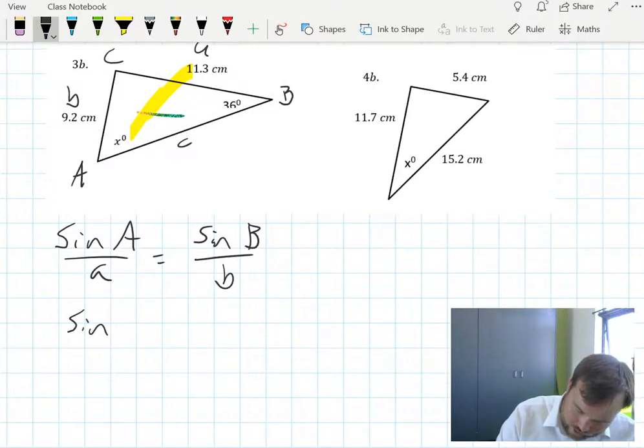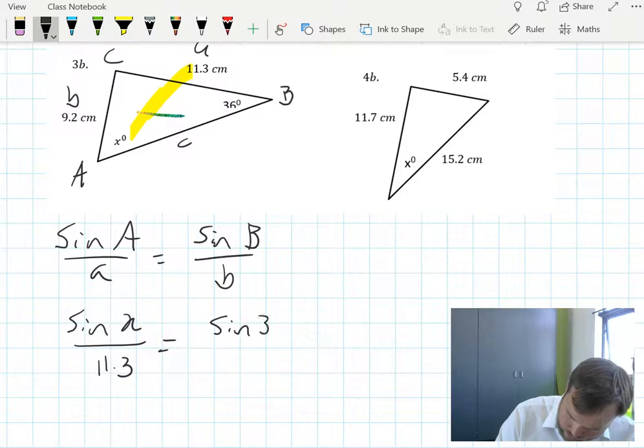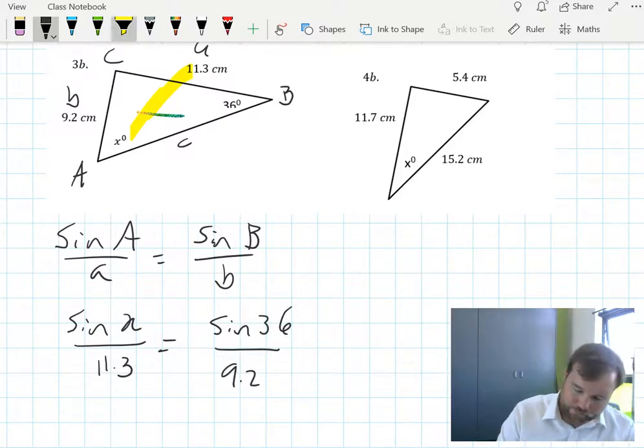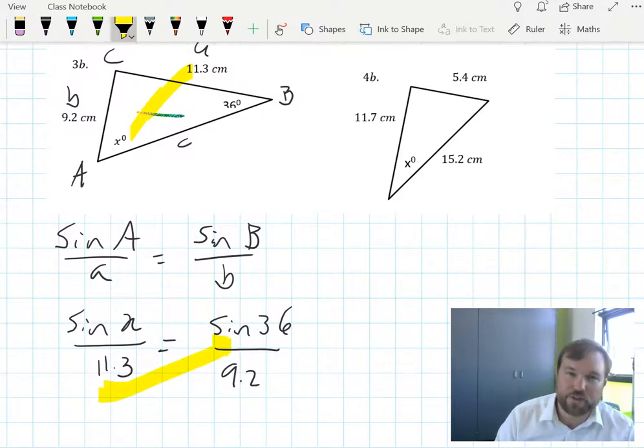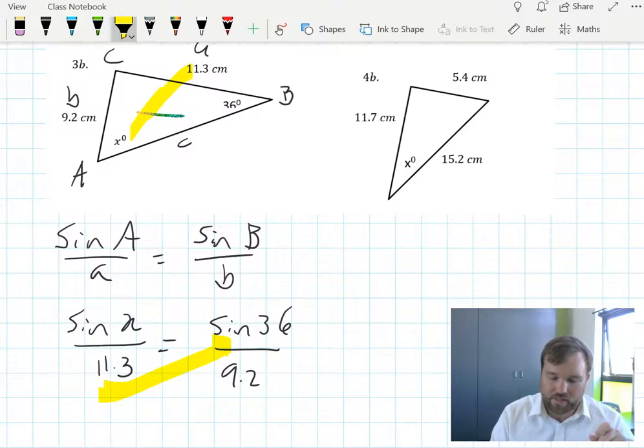Sine A is unknown, so sine x on 11.3 equals sine 36 on 9.2. And remember, you're going to multiply the 11.3 up and then do inverse sine or shift sine to get that value of x by itself.